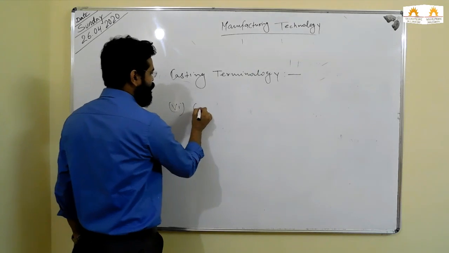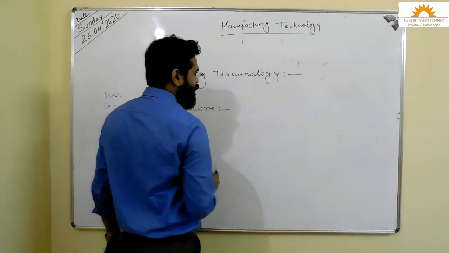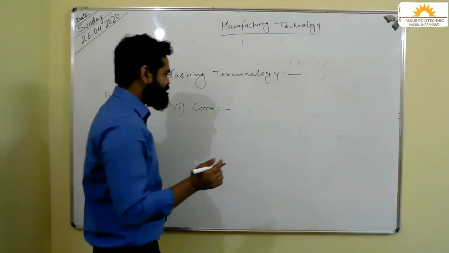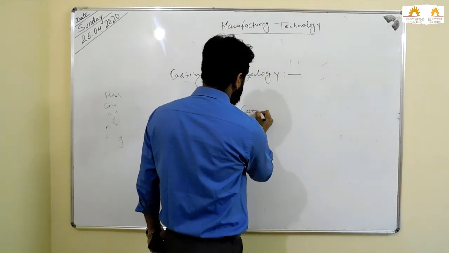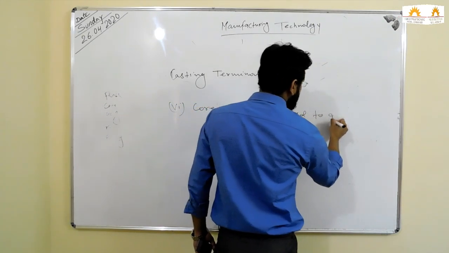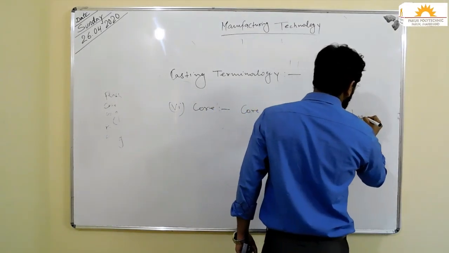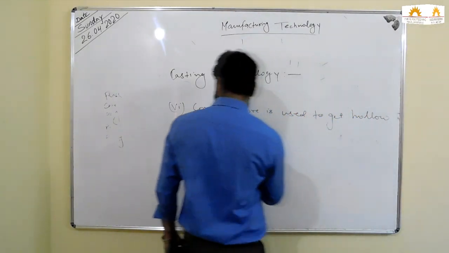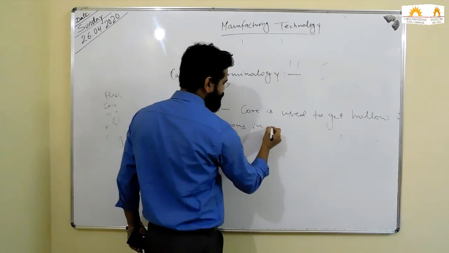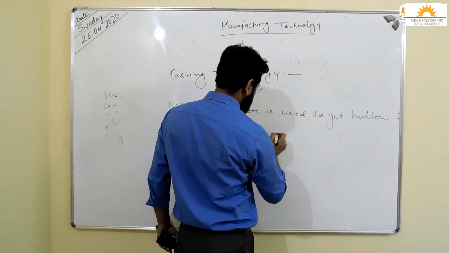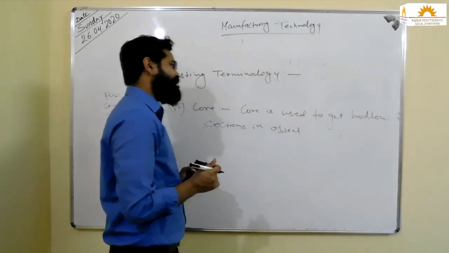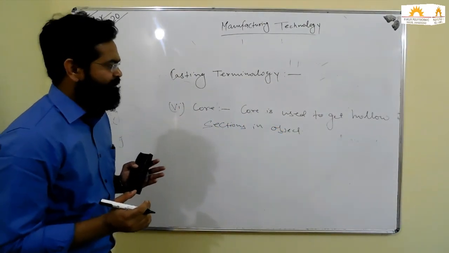Sixth one is core. Core is actually used to get the hollow cavity in our product. Core is used to get hollow sections in an object.